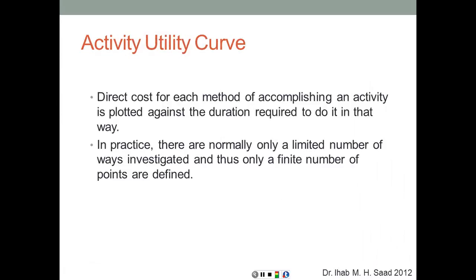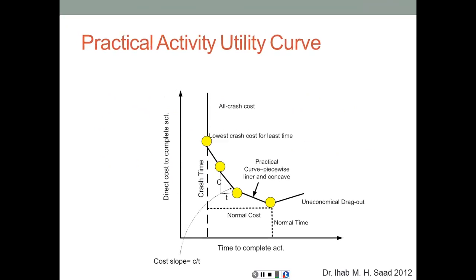Direct cost for each method of accomplishing an activity is plotted against the duration required to do it in that way. In practice, there are normally only a limited number of ways investigated, and thus only a finite number of points are defined. It's not an infinite number of methods, but it's a very discrete number of points. Basically, if I can finish it in 5 days, it's going to cost that much. If I finish it in 4 days, it's going to cost that much. If I finish it in 3 days, it's going to cost that much. So that's basically what we're talking about here.